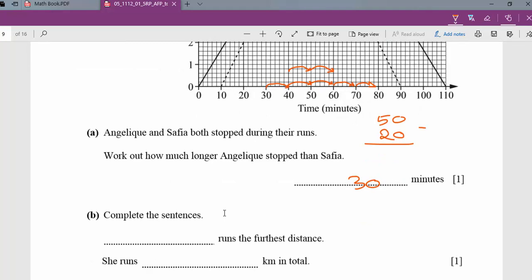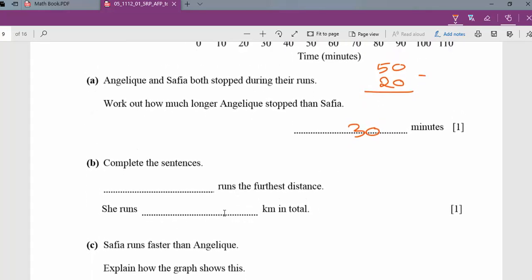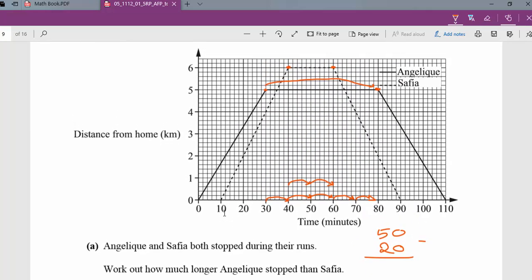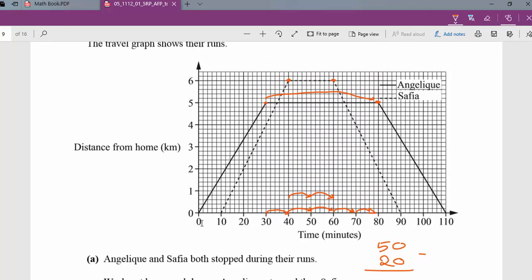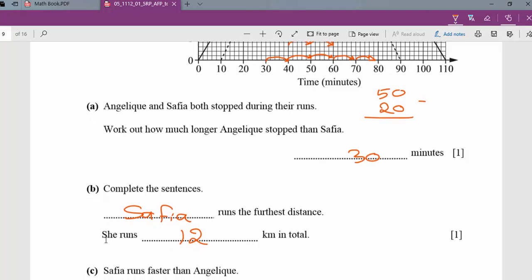Dash runs the further distance. She runs this much kilometers. Who runs further distance? Further distance, Safia runs further distance. Safia runs 6 kilometers and then she goes back 6 kilometers. So Safia runs 12 kilometers in total and Angelica runs 10 kilometers. The question says further. So it is Safia. Safia runs further distance. She runs 12 kilometers in total.